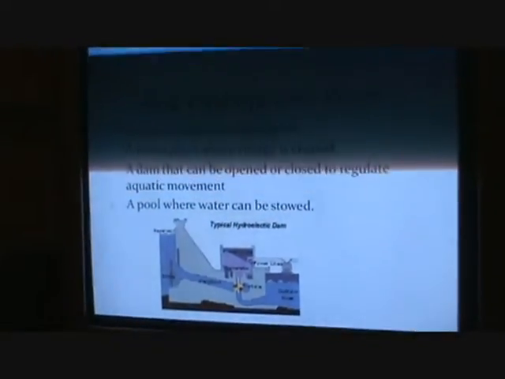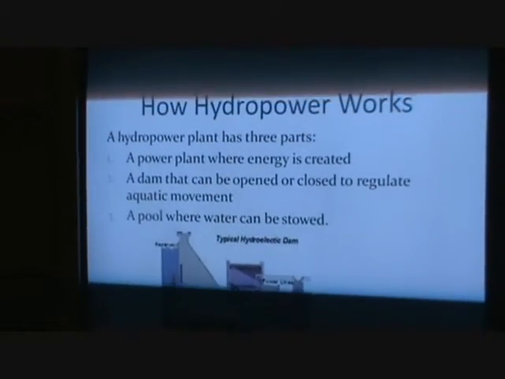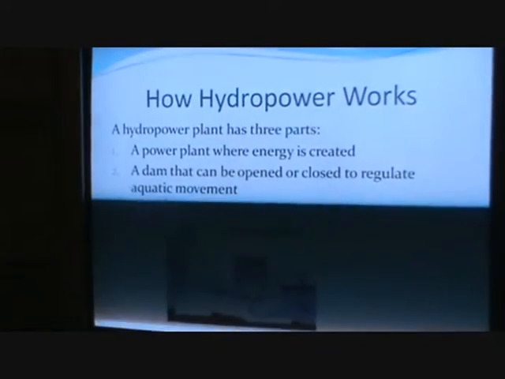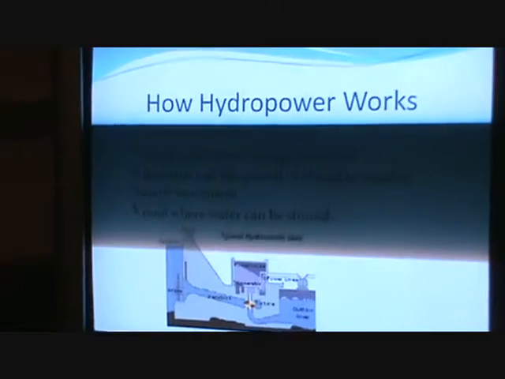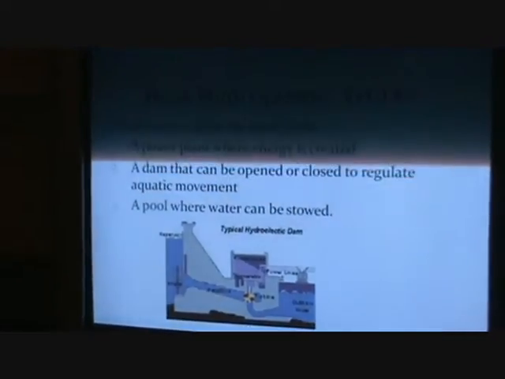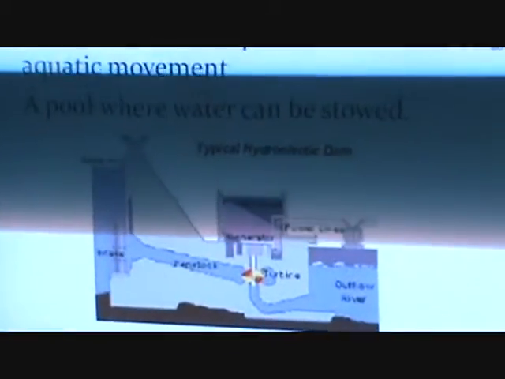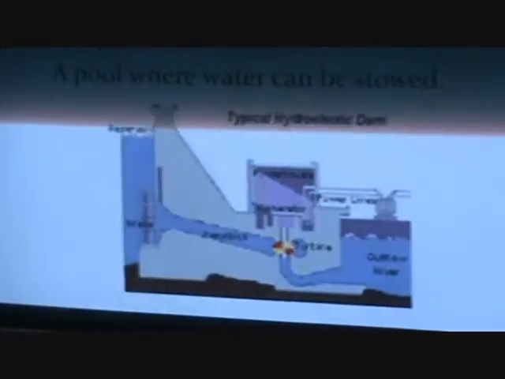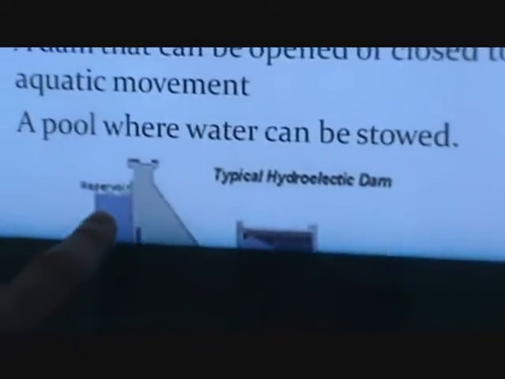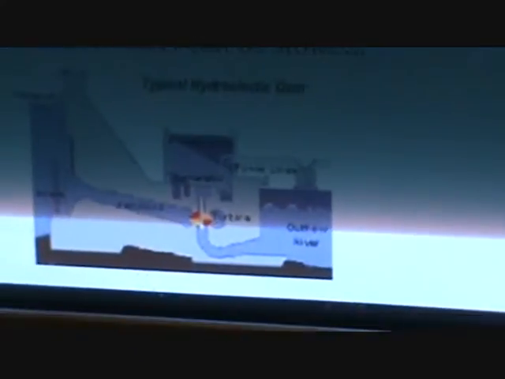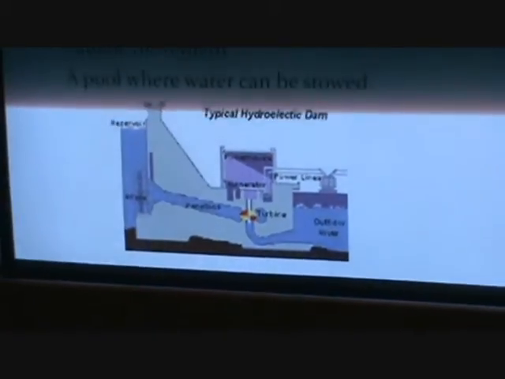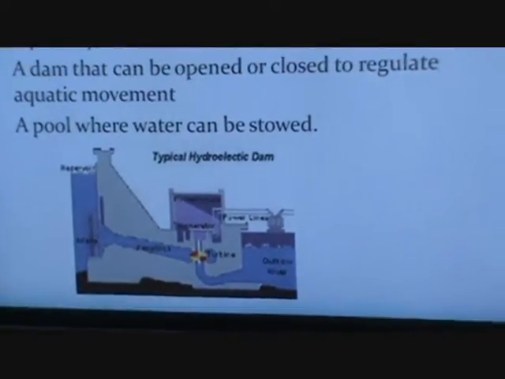How hydropower works. A hydropower plant has three parts: a power plant where energy is created, a dam that can be opened or closed to regulate movement, and a pool where water can be stored. And here's a diagram of the typical hydroelectric dam. You can see right about here is the reservoir, and the water goes down into the turbines, spins them, and it's pumped back out into the river.